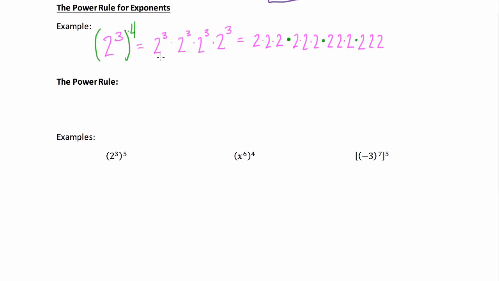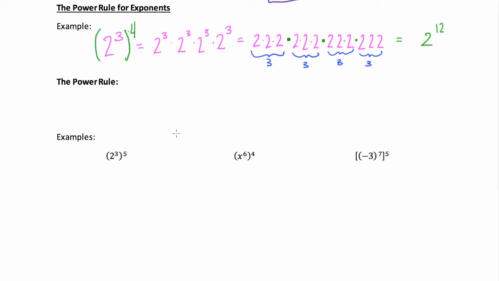So here I have 2 cubed times 2 cubed times 2 cubed times 2 cubed. Now I'm counting up my factors of 2. There's 3 here, 3 here, 3 here, and 3 here. So the total number of factors of 2 I have is 3, 6, 9, 12. And so what's happening, I have 4 groups of size 3. That is our basic definition of multiplication.